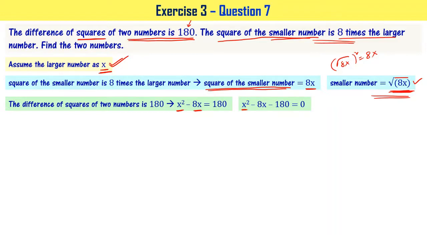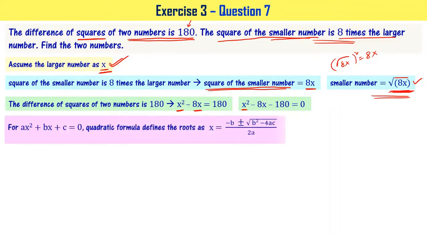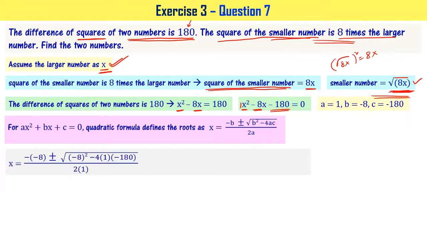Let's find the value of x using the quadratic formula. For that, we have to say what are the values of a, b, and c, right? a is going to be 1, b is going to be minus 8, and c is going to be minus 180. Now let's substitute these numbers into the quadratic formula, such that I can write x equal to minus b plus or minus square root of b square minus 4ac, divided by 2 times a, right?